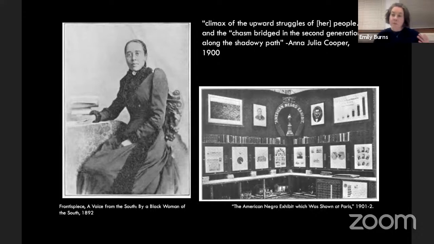And in a review of the exhibition, she described Hunster's models, lingering on the last one as the, quote, climax of the upward struggles of her people and the chasm bridged in the second generation along the shadowy path, end quote. Reinvigorating the trajectory of education and self-determination at the center of Hunster's models, Cooper later completed her doctorate at the Sorbonne in Paris, where she wrote a dissertation on French perceptions of enslavement after the French Revolution.